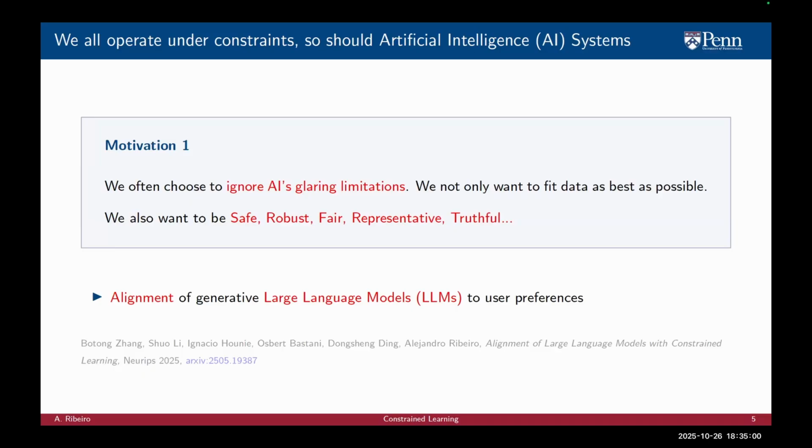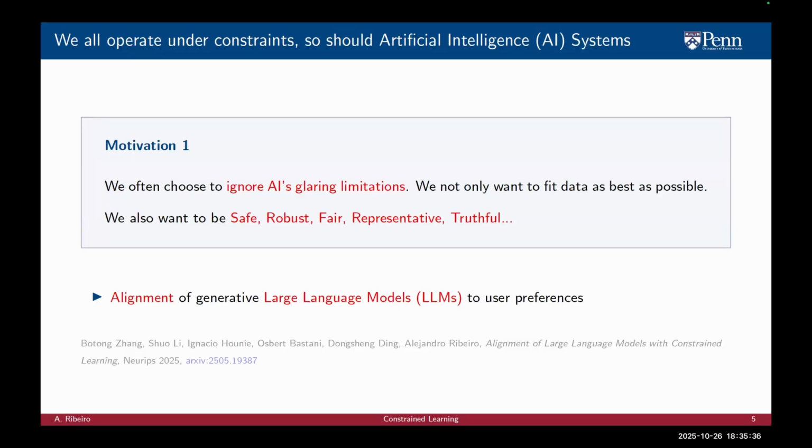And that is tied to maybe the most clear motivation for the use of constraints, which is that we are often choosing to ignore, or actually, the tech companies choose to ignore for us, the glaring limitations of AI. Those glaring limitations are that we not only want to fit data as best as possible, we also want to be safe, robust, fair, representative, truthful, a number of things that you would like to impose on your AI systems that we typically do not. And well, what happens, happens.